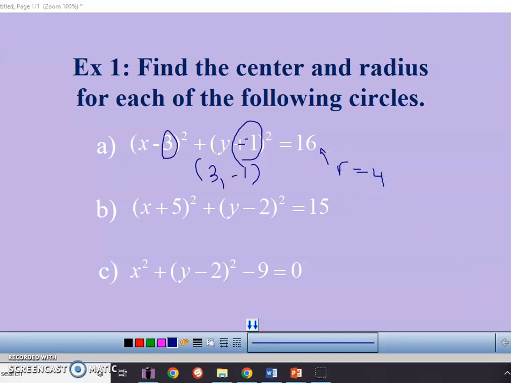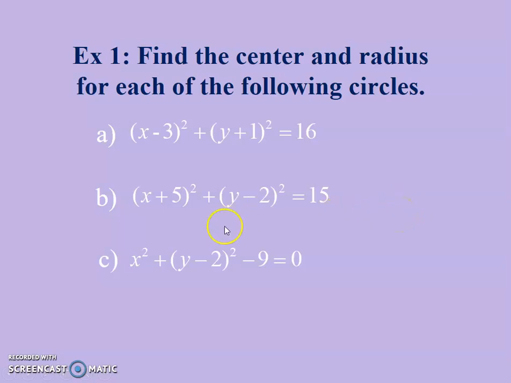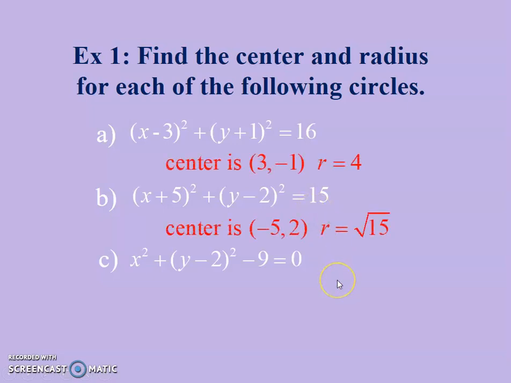Easy peasy. So for the second one, the same type of thing happens here. So we'll have h to be negative 5, k to be 2. This time 15 is not a perfect square, but you still take the square root of it, and so therefore r is going to be the square root of 15.